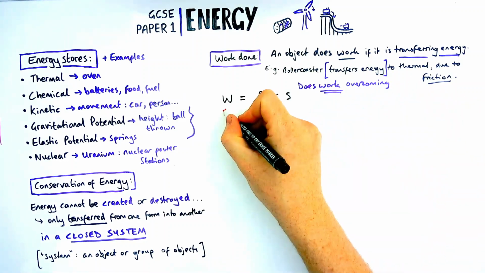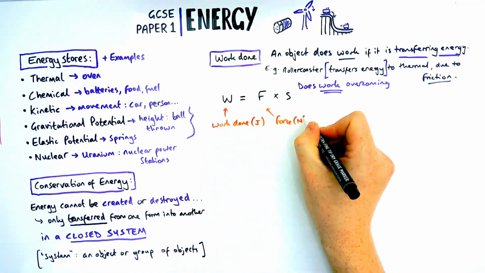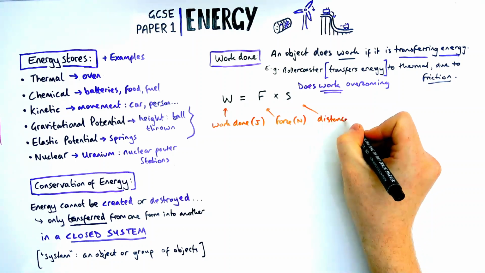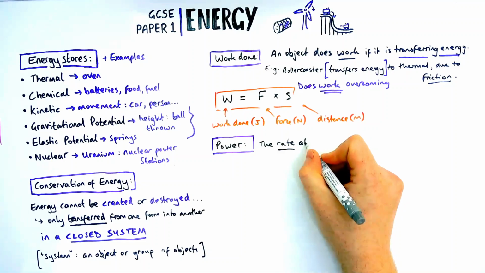There is a separate equation for work done, which is work done equals force times by distance. Work done is in joules, also giving us a hint that it's the same thing as energy. Force is measured in newtons and distance is measured in meters.